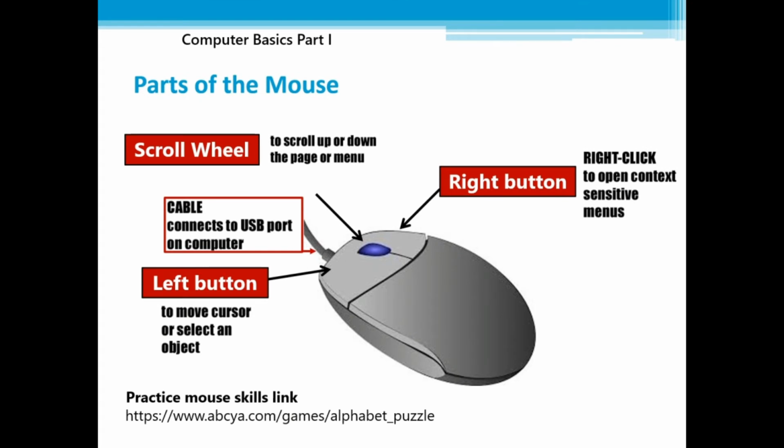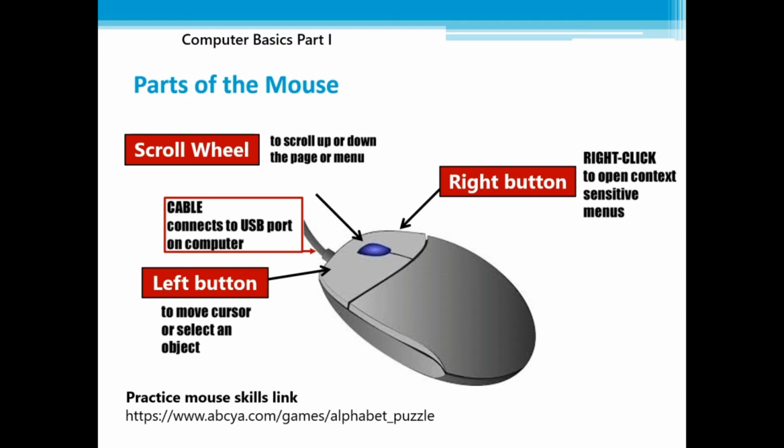Now the parts of the mouse. Now you've got your scroll button in that little blue area there, and it allows you to scroll up and down the page or your screen. We've got your cable, which you would plug in to the USB port on your laptop or desktop in order for the mouse to communicate with the computer.